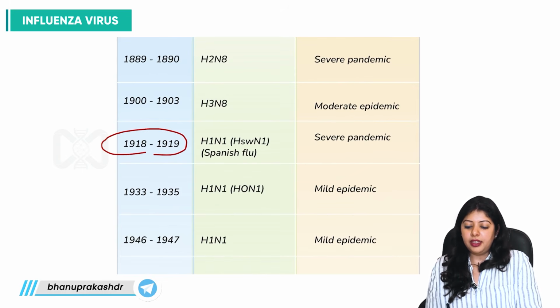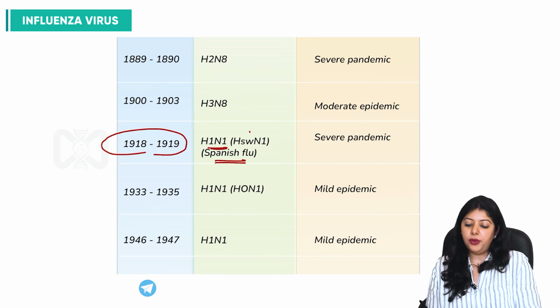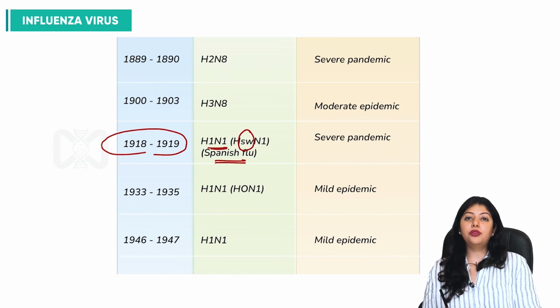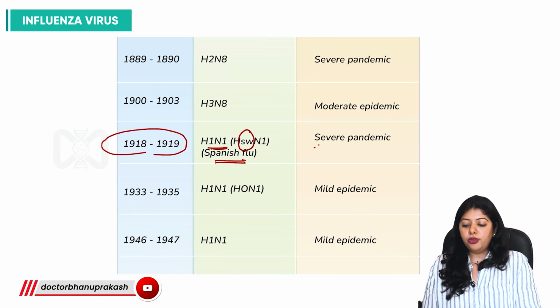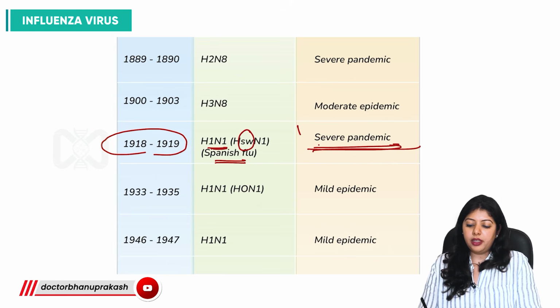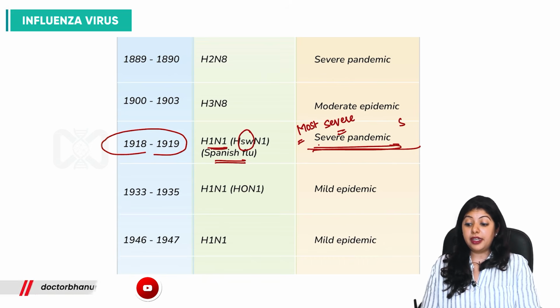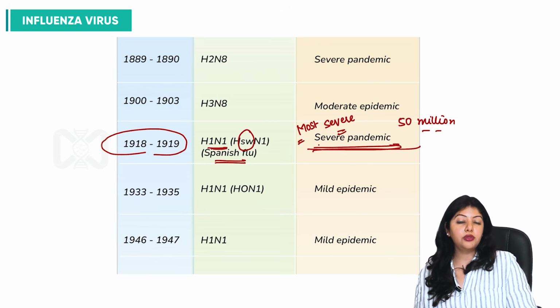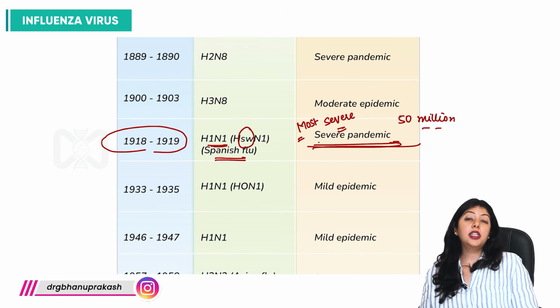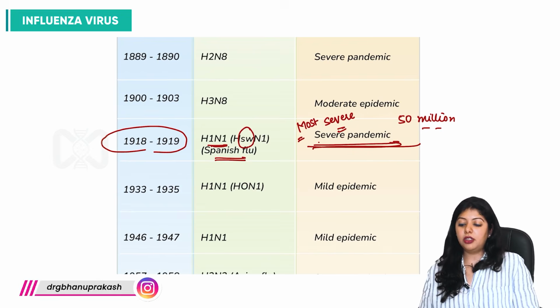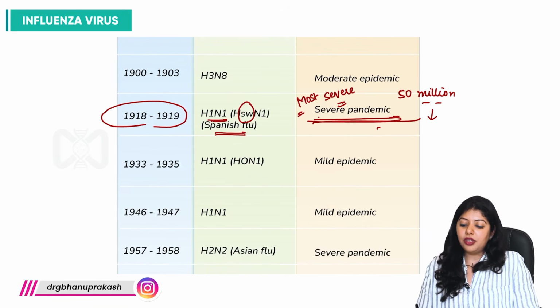1918-19, that is H1N1 Spanish flu, also known as Spanish flu, and it was the swine flu strain. And it was the most severe pandemic in history, which led to around 50 million deaths. And what were these deaths associated with? It was not just the influenza viral infection, but it was also because of secondary bacterial pneumonia.